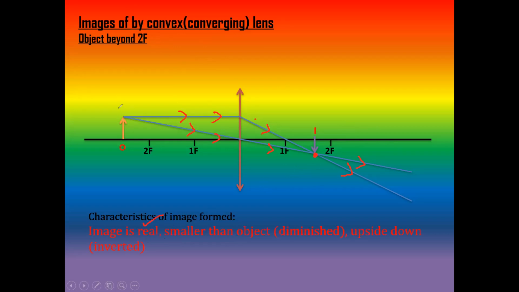And when we compare the size of the object and the size of the image, when we measure the height, you can clearly see that the image is smaller. So this image is smaller than the object, and it is upside down, or we can also say inverted. Like if the object is a triangle, the image will be a triangle but upside down. It will always be inverted. Real images are always inverted in a convex lens. Is it clear, the first example? That is how we complete an image formed by a convex lens.